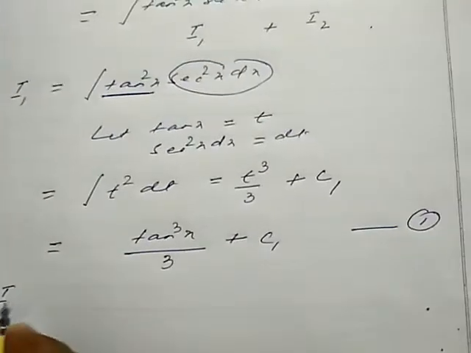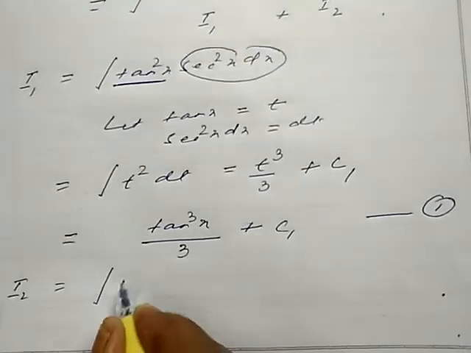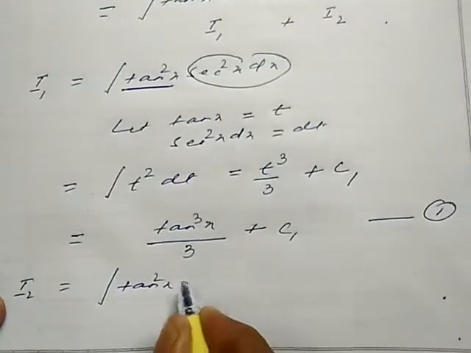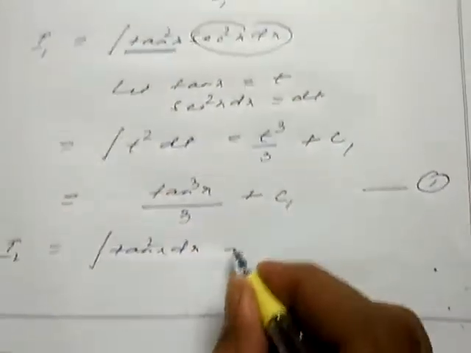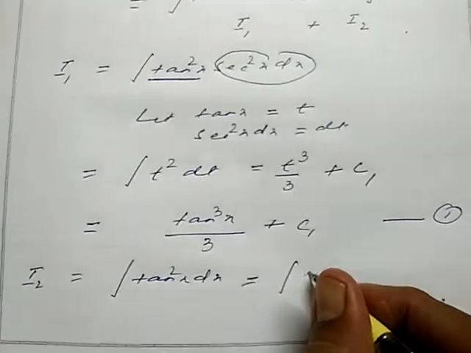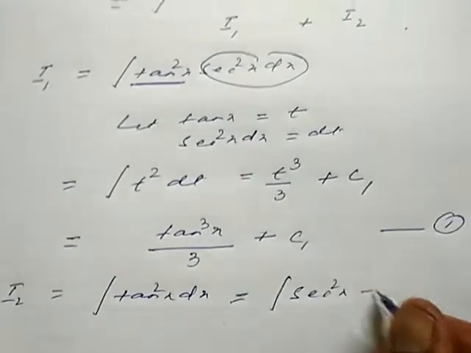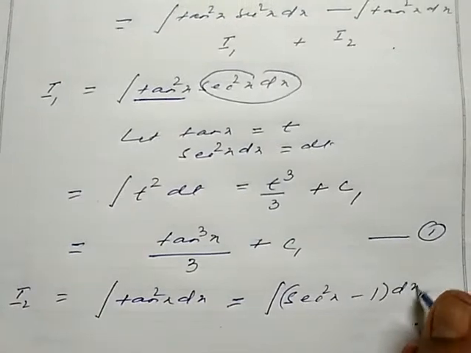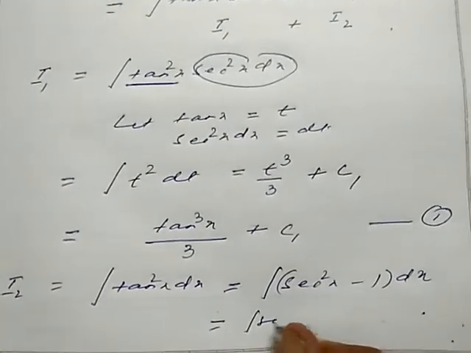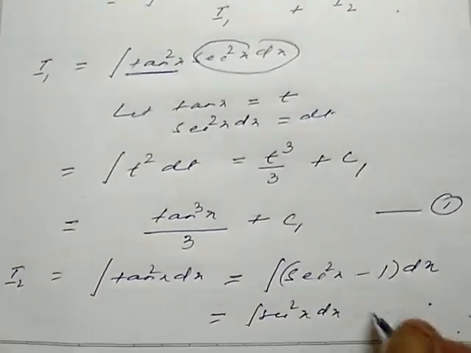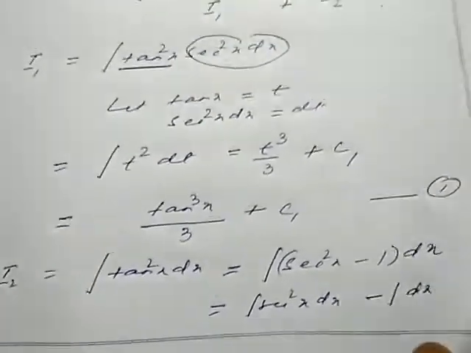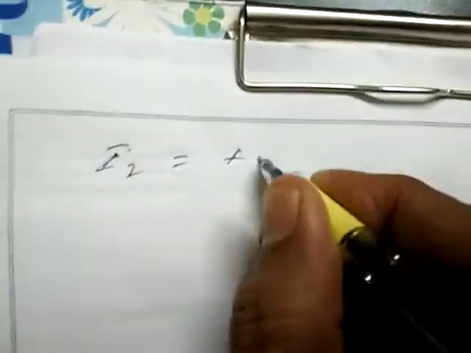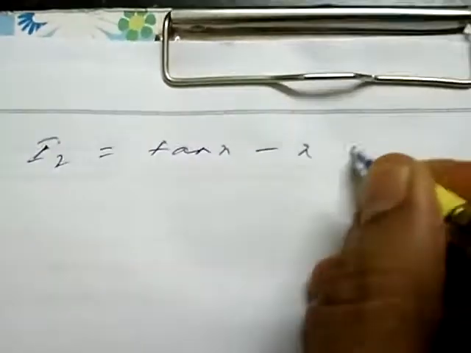Further we'll go with I2. Here there is no substitution-like situation. Simple tan square x is there. That we can solve by trigonometric modification. How can we go for it? Sec square x minus 1. So these are the two parts, and both parts are now integrable. Sec square x is a simple dx minus dx. So the integral of sec square x will be tan x. So I2 is equal to tan x minus x plus c2.